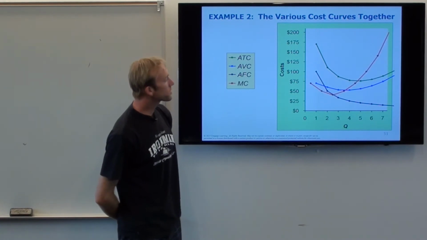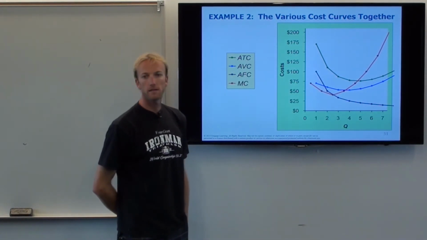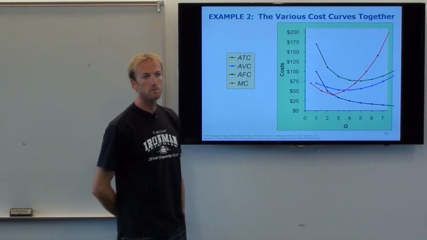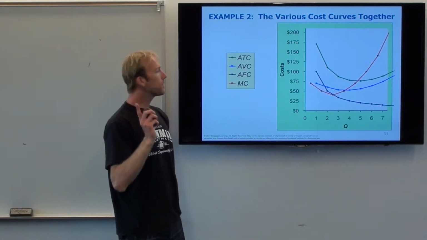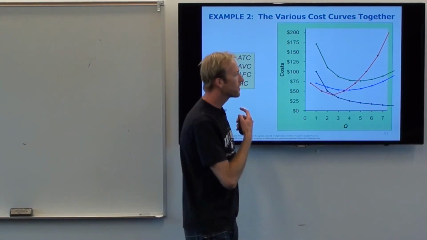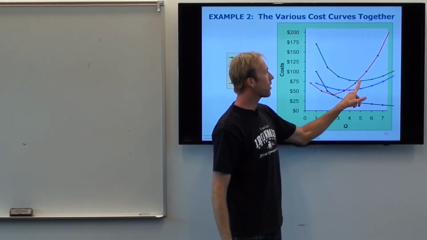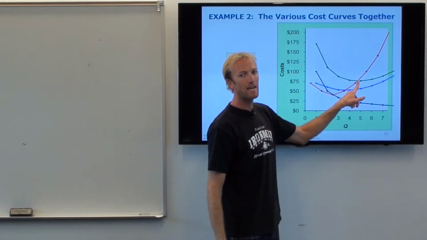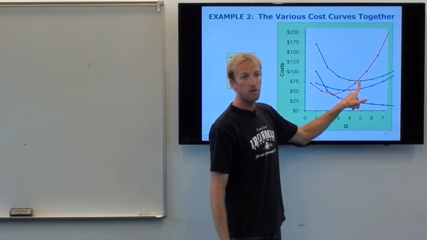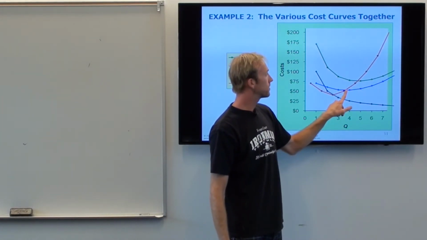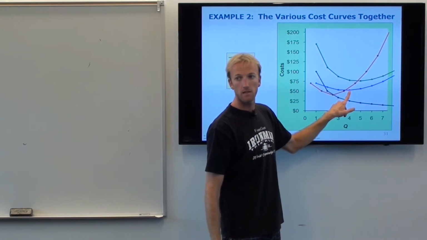There's one more curve, the marginal cost curve, which we'll put here. Okay, and that's what it would look like. I want you to note that the marginal cost curve always crosses the AVC and the ATC at the lowest point. See that? It crosses it.